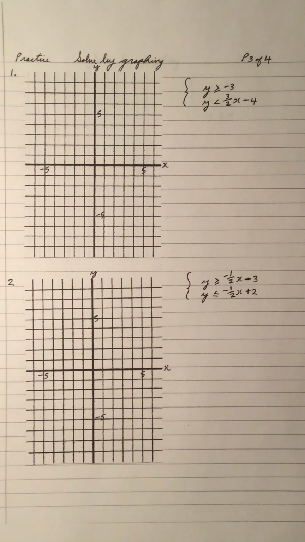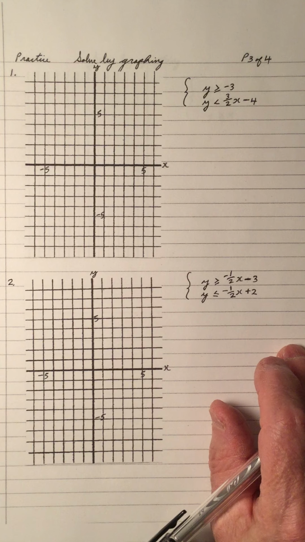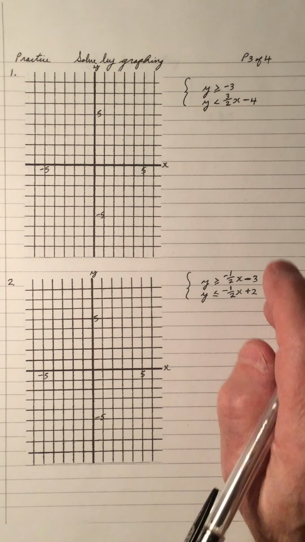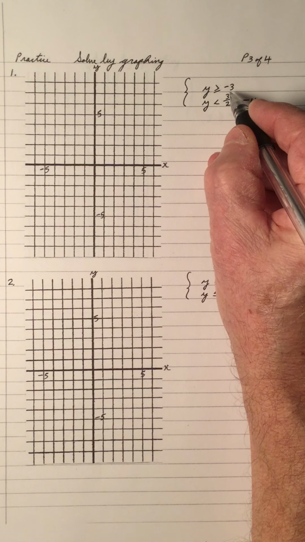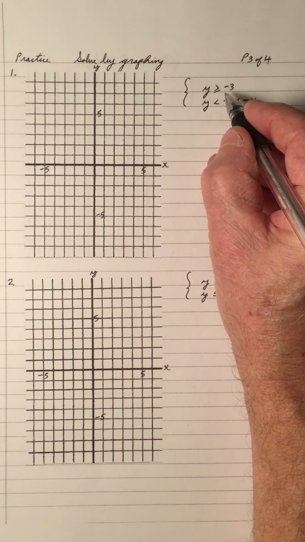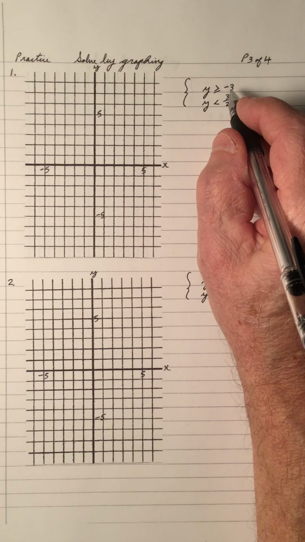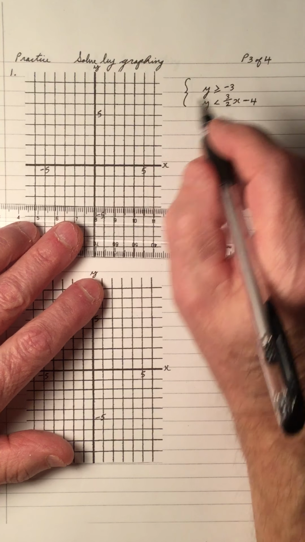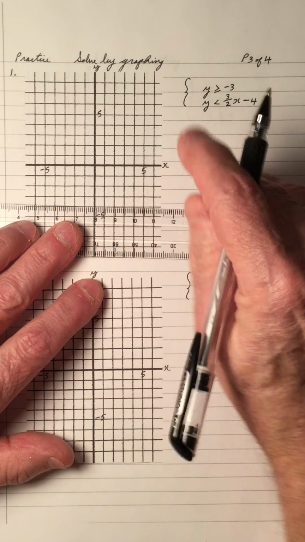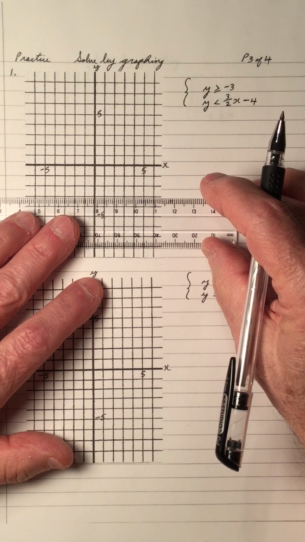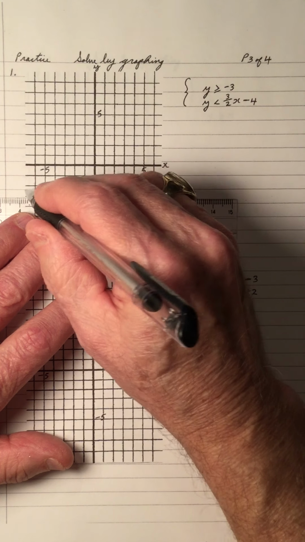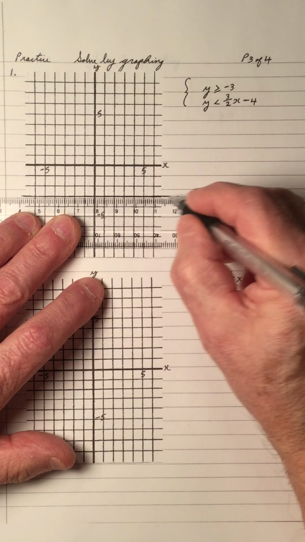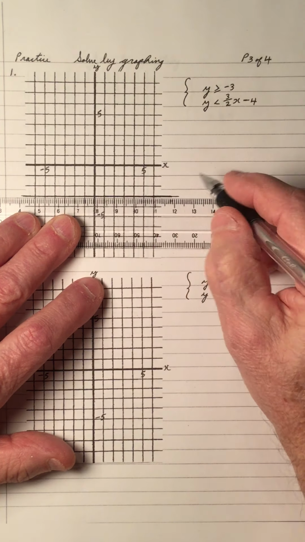And we have, now practice means pause the video and graph both of these to see if you do it right. Solve by graphing. So here we go. Y is greater than or equal to negative 3. So y is greater than or equal to negative 3 is a horizontal line passing through negative 3. This is the boundary line. Here is an equal sign, so the boundary line is solid. It's not broken.